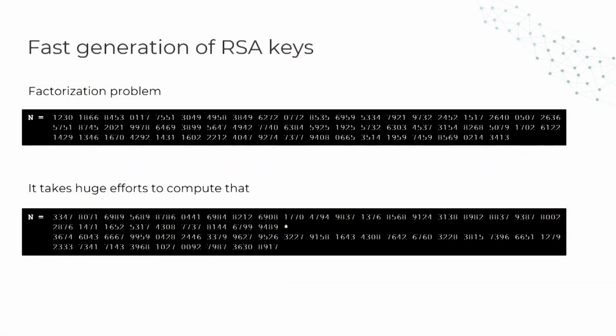So here is the key component, the RSA problem. This is RSA-768, and the question is how to factorize this number. We know that it takes huge effort to compute the factors, and this is the largest factored number from the RSA challenge list.